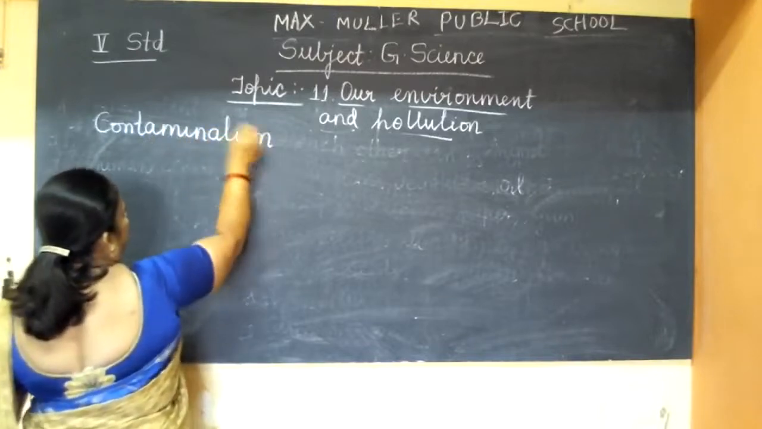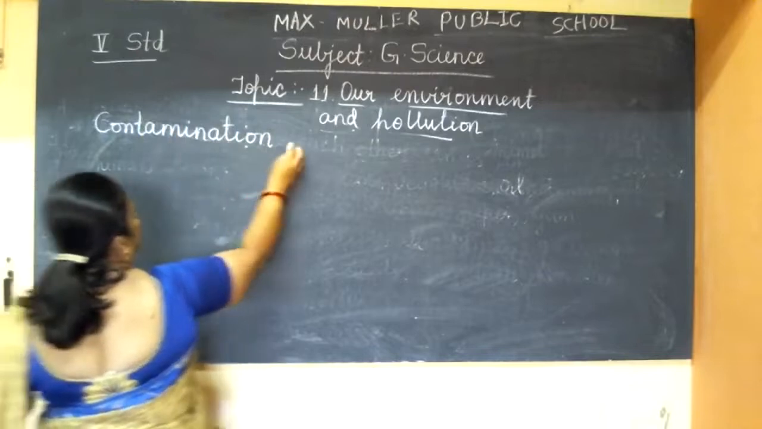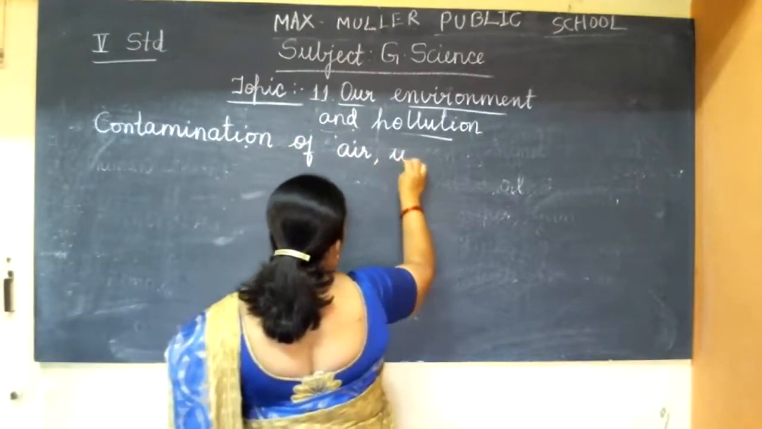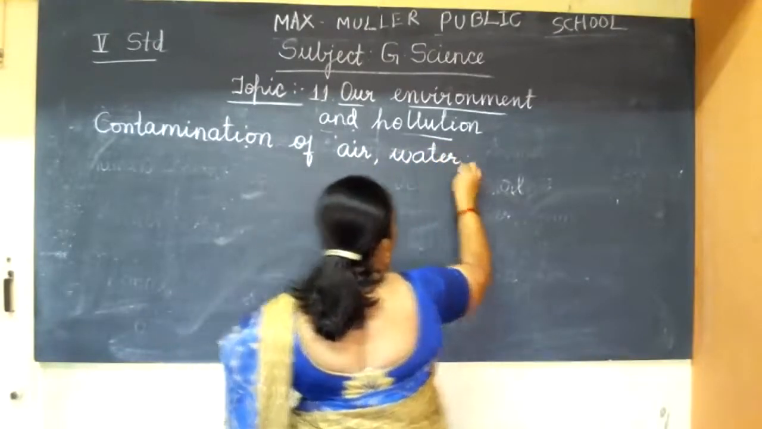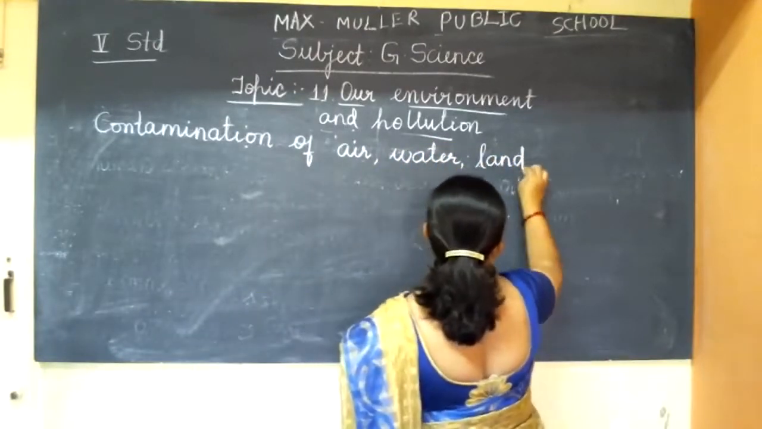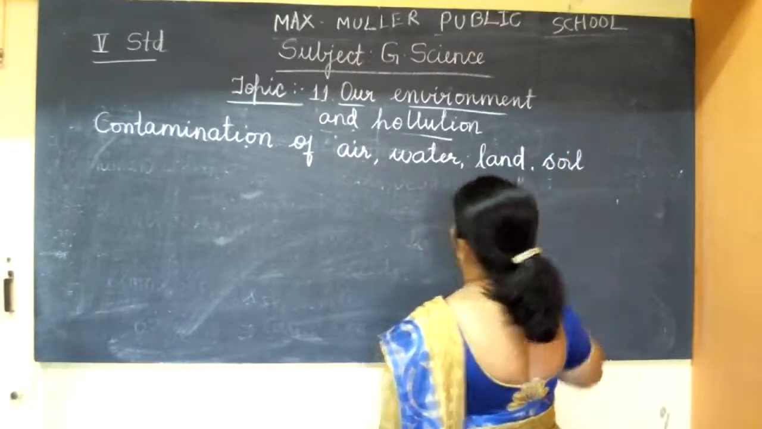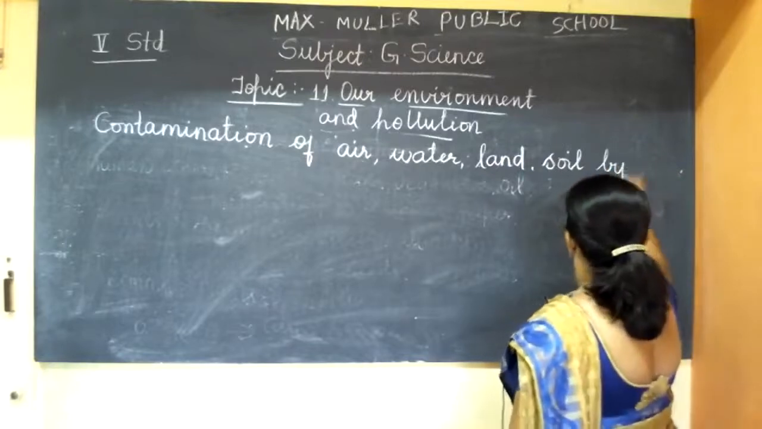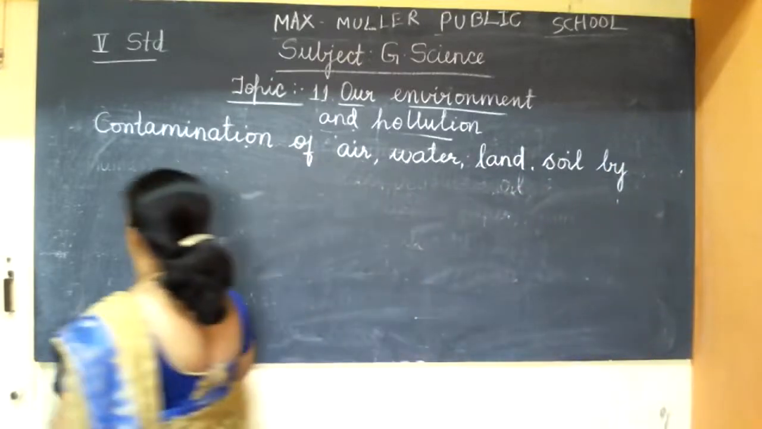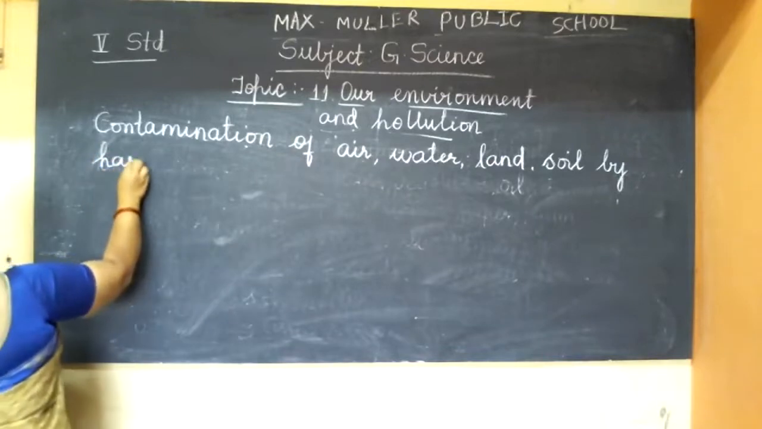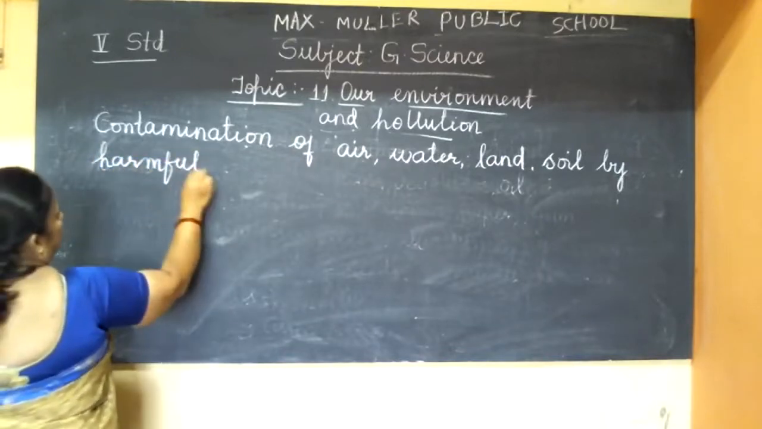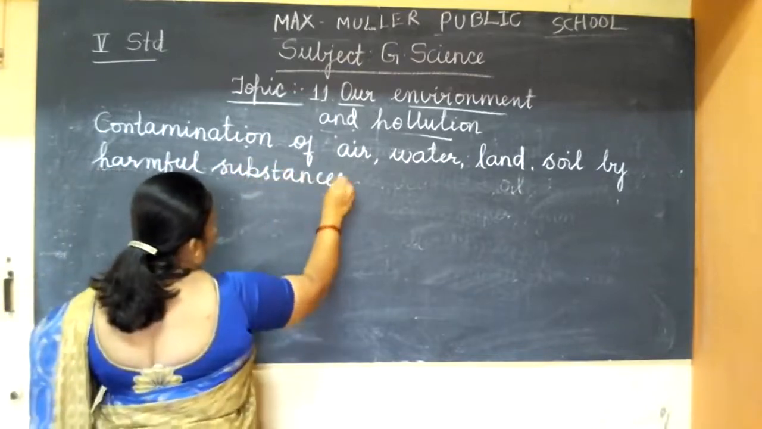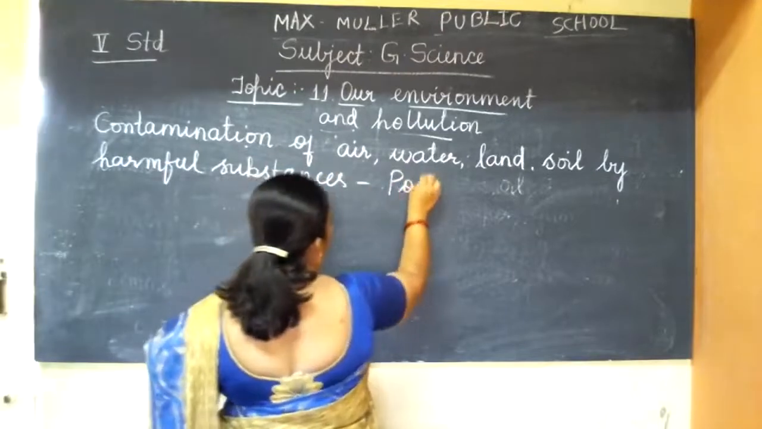Contamination means becoming dirty. Contamination of air, water, land, soil. So contamination by what? By harmful substances getting mixed in the air. Harmful substances, okay, is called pollution.